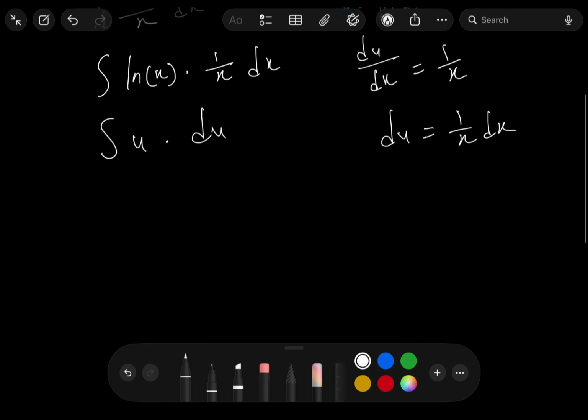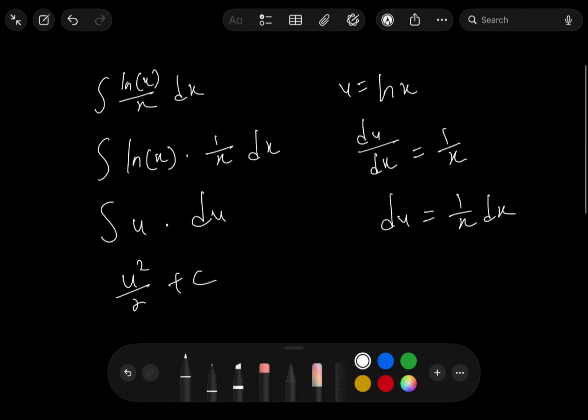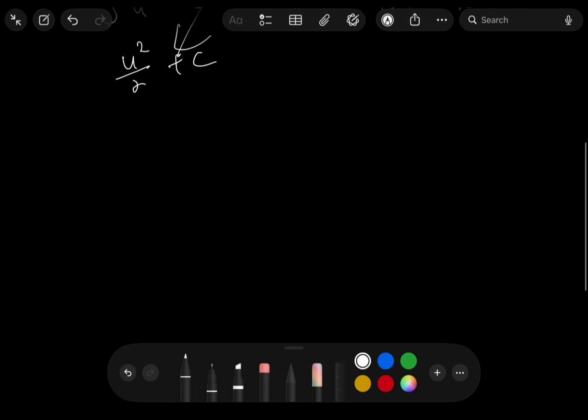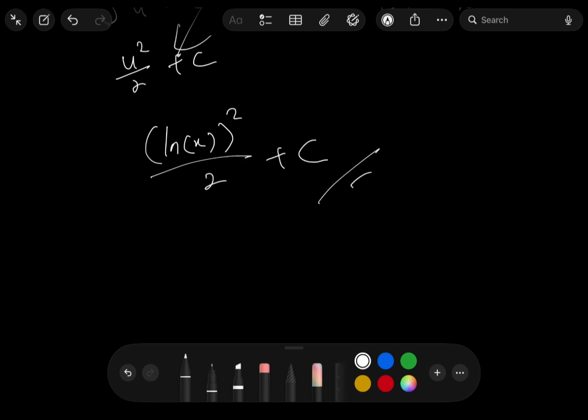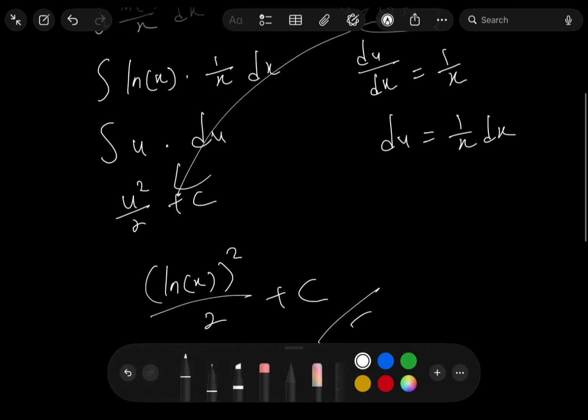And now you integrate with the power rule. So, let's see. And then the next step is to sub this into the u. So you get this. So this is the first technique, the u substitution technique.